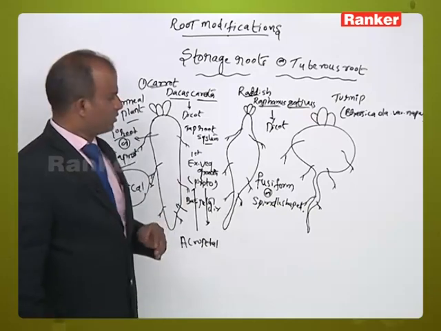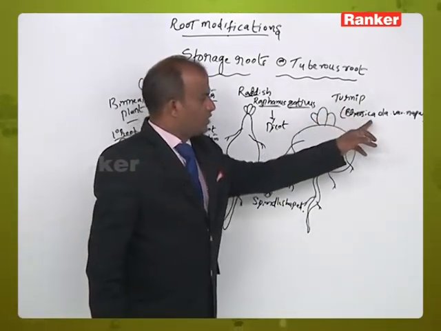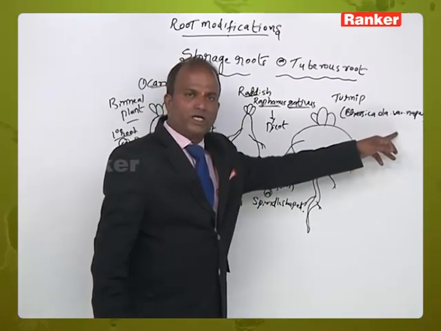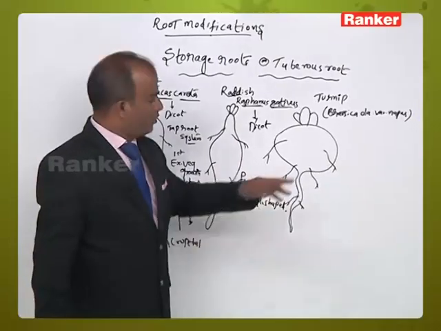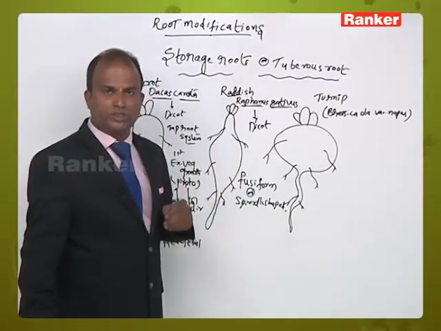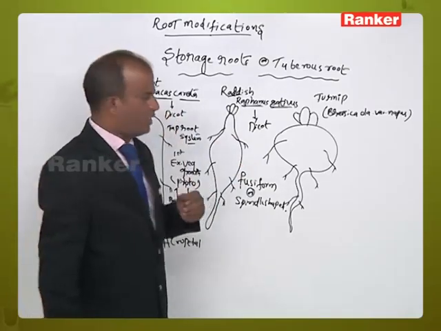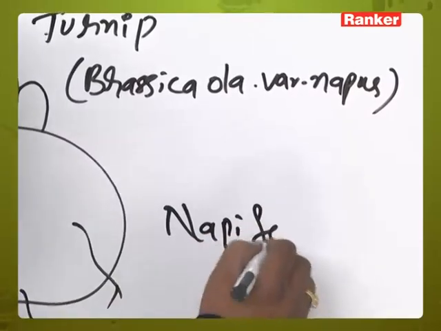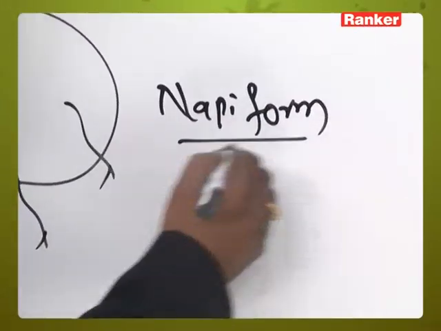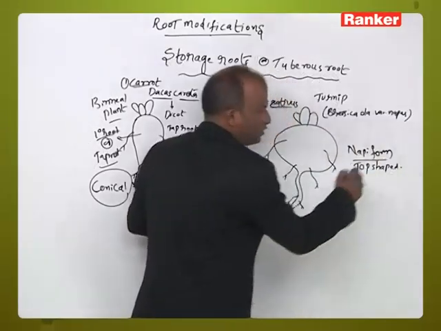Next goes to turnip. In this turnip, what is the scientific name? Brassica oleracea variety napus. It belongs to dicot only. Why? Because it shows a taproot system. And due to the storage of food materials, which shape does it attain? It attains a napiform shape. Napiform shaped is also called top shaped.